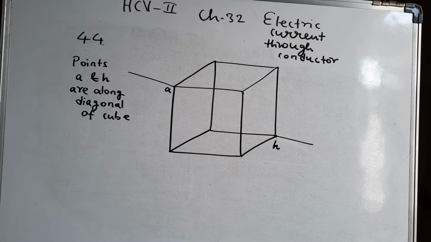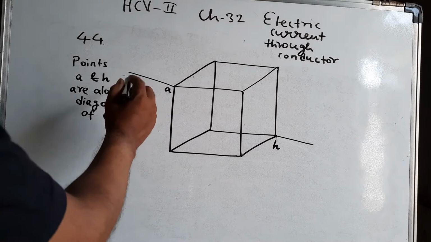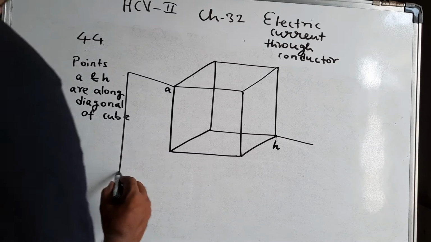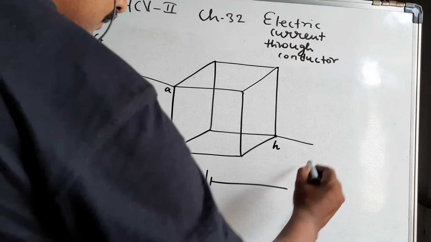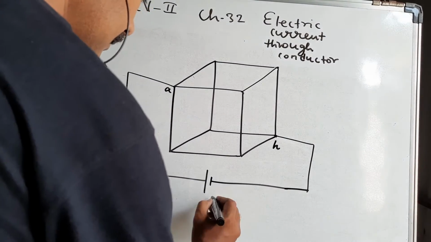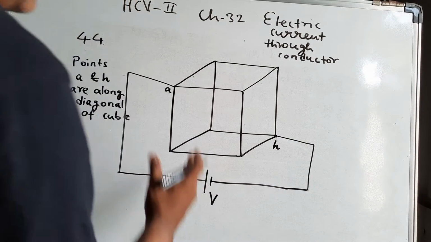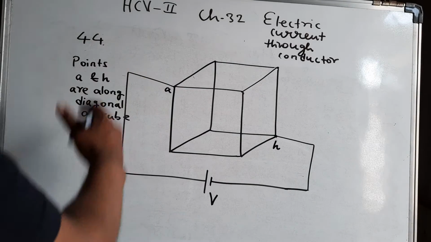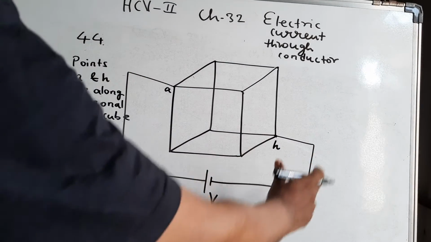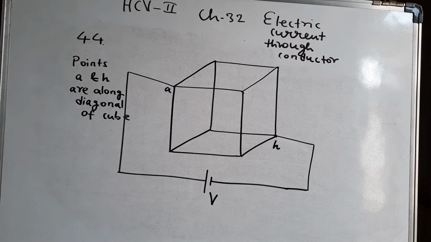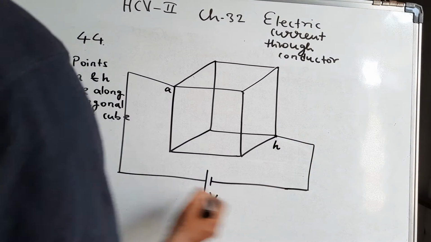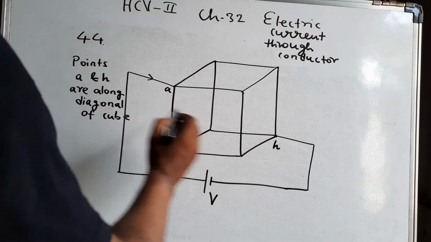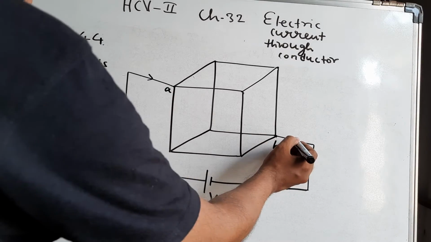Now from point A, let's say I connect a battery of voltage V in order to find out the equivalent resistance of this system. Let's say A is attached to higher potential and H to a lower potential. So the current flowing through this branch, let's say, is I. I is entering, I will exit also.